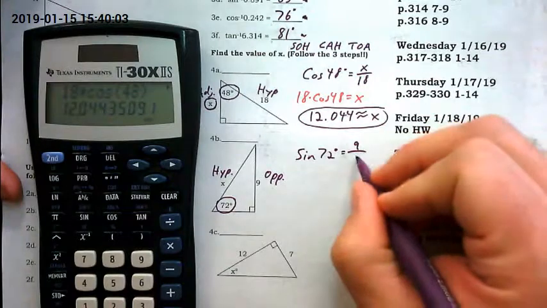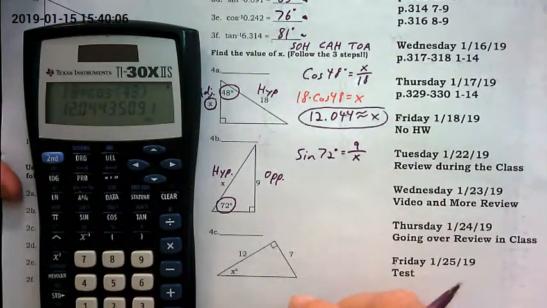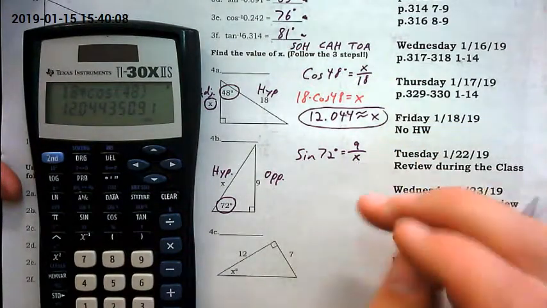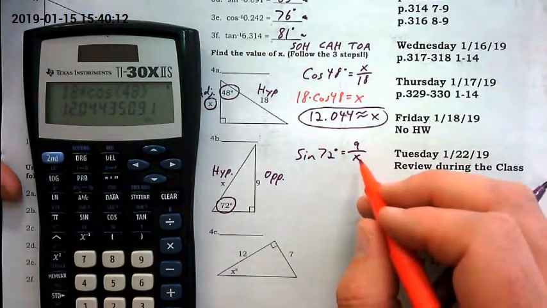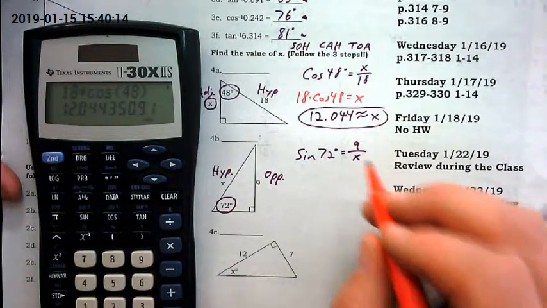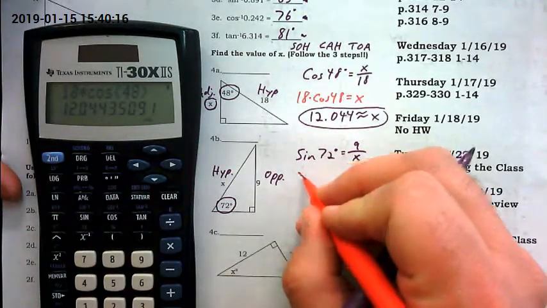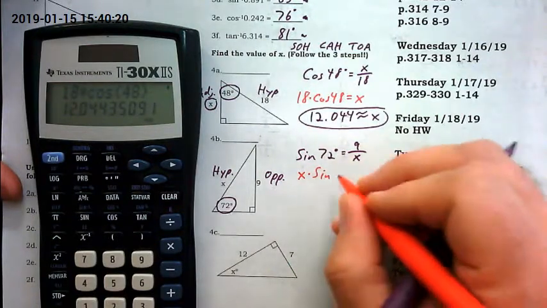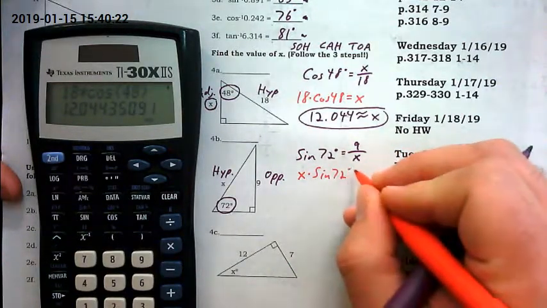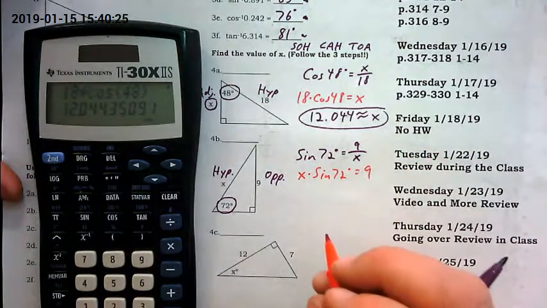over the hypotenuse. Now this one's slightly different because we have the x value on the bottom. Again, we still have to do the same first step, because in order to solve any problem, if your variable's on the bottom, you have to get it out of the denominator first. So we are going to multiply both sides by x to get it out of the denominator. So we have x times sine of 72 equals 9.